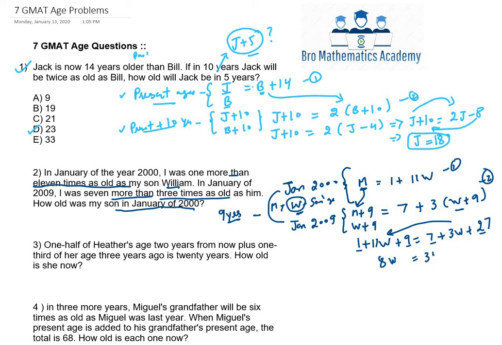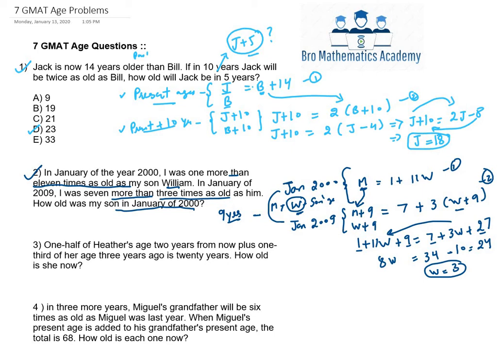All these calculations you have to do mentally. Minus 10, so it will be 24. The more you practice, the faster you will become. So 24 by 8 is 3. So William's present age is 3, and that's what we have to find. So we are done with this problem.